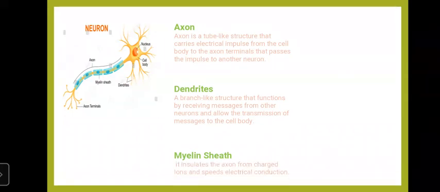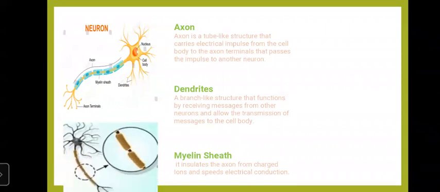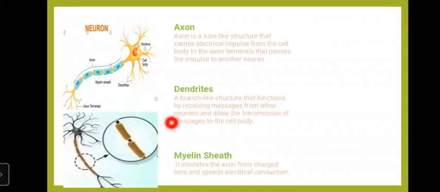Next is the myelin sheath. Now what is the myelin sheath? See, in this figure, you can see a blue cover around the axon. The yellow structure is the axon, that is the extension of the cytoplasm. And this blue structure that you see around the axon is known as the myelin sheath. Here, see, it is enlarged for you. This yellow structure is known as the myelin sheath. So it is a specialized covering around the axon.